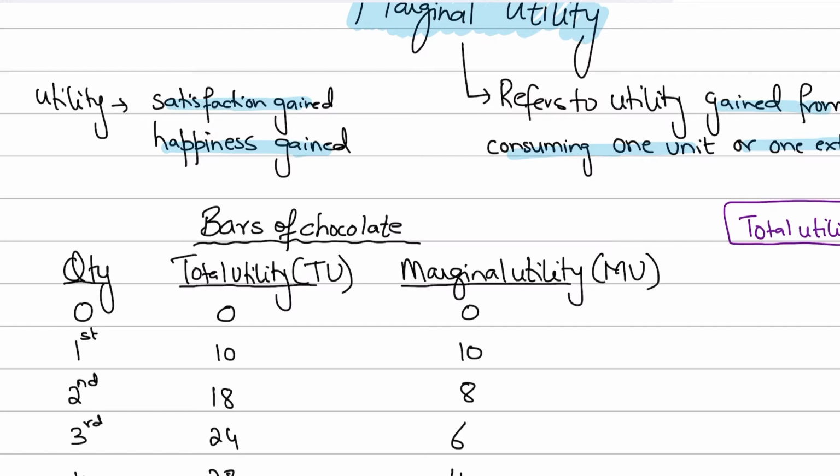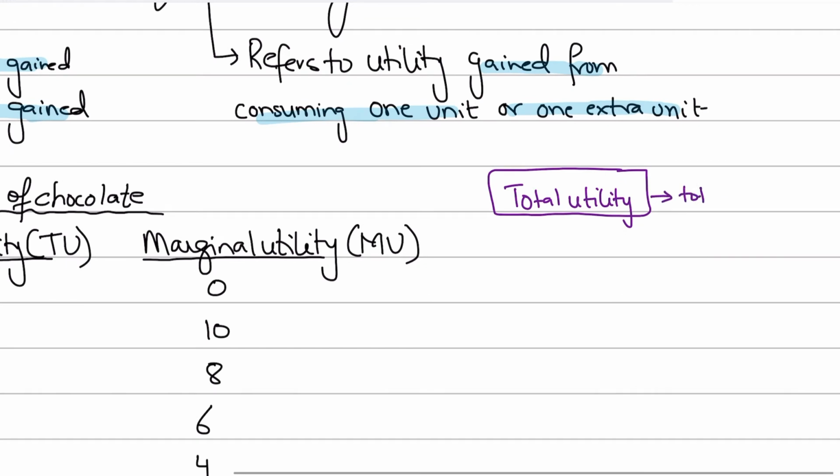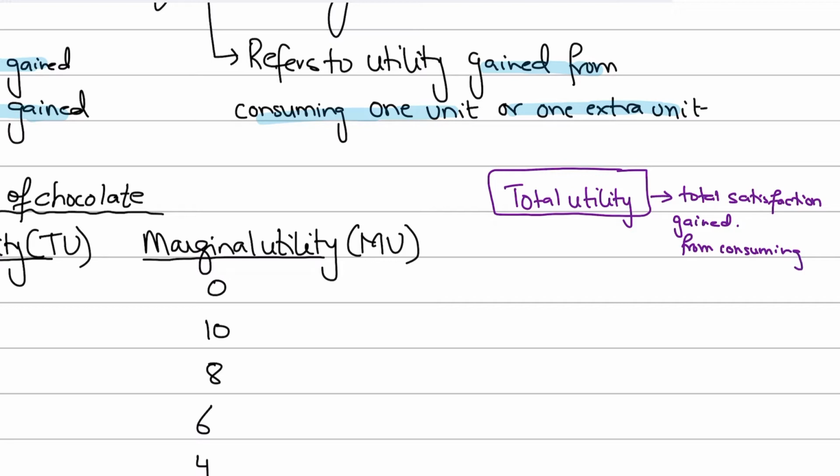So first let's differentiate between what is marginal utility and what is total utility. Now total utility refers to the total satisfaction or the total happiness that you have gained from consuming all the units. So it's total satisfaction gained from consuming, let's say, all the units. So total utility is the total satisfaction that you have gained from consuming all the units.